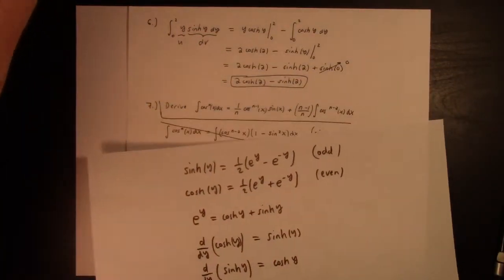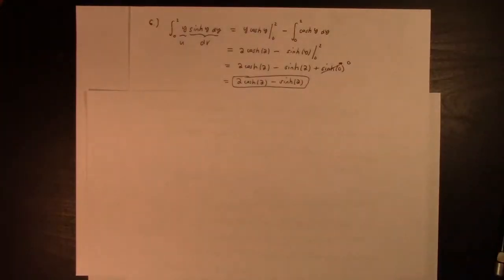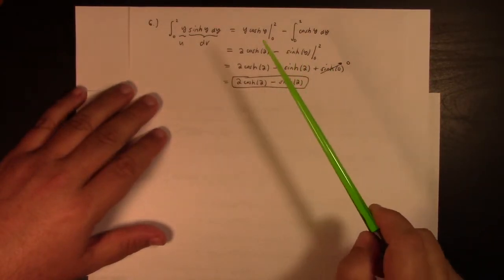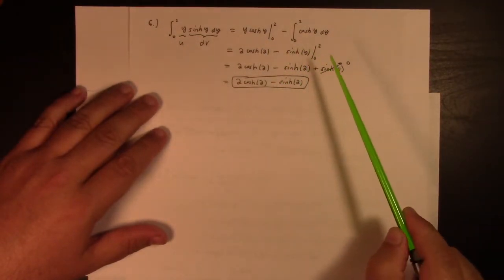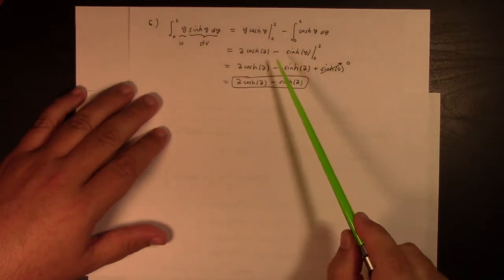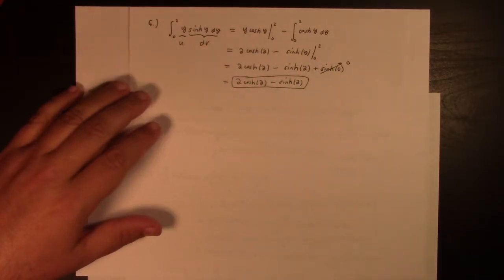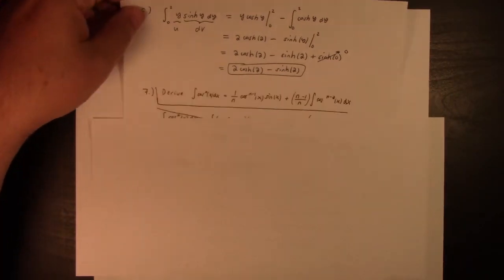Oh no, I need my cover sheet. All right, so with that in mind, it's simple to see that cosh of 0 is 1, and that sinh of 0 is 0. So this leaves us with 2 cosh 2 minus sinh 2 is the answer. Move on to example 7.